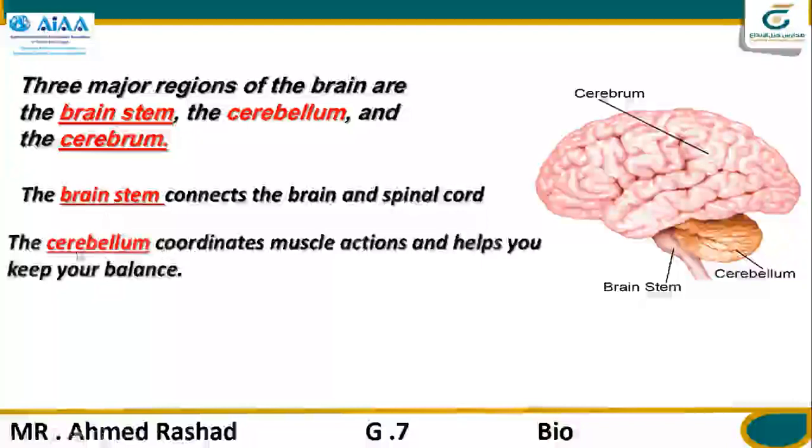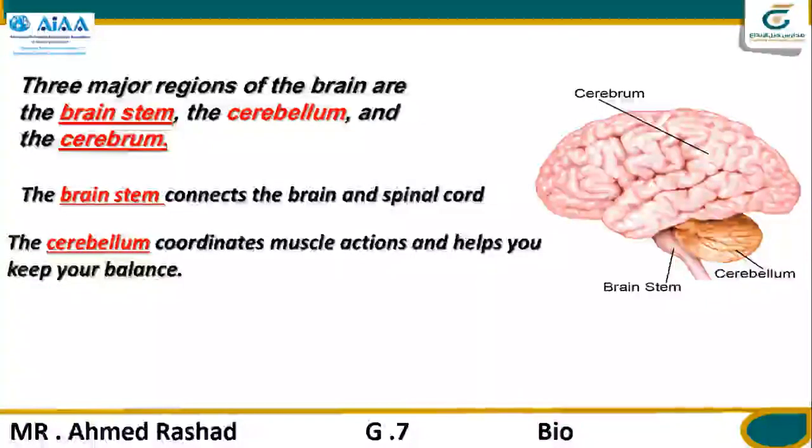Number two, the cerebellum, which coordinates muscle actions and helps you keep your balance. So it's responsible for your balance and for other activities. It coordinates muscle actions that help you keep your balance.